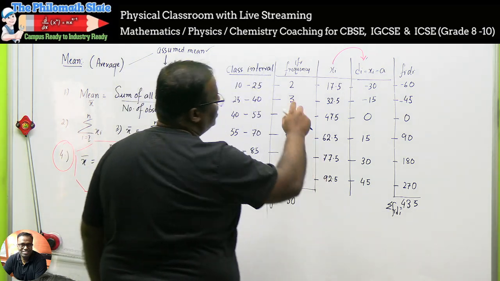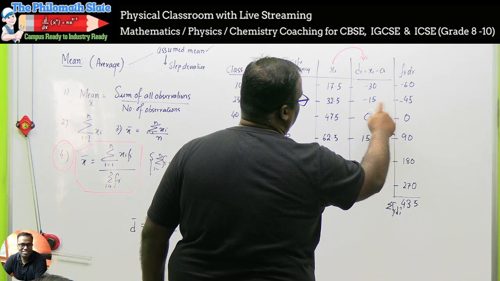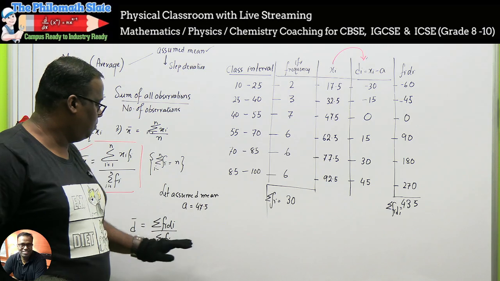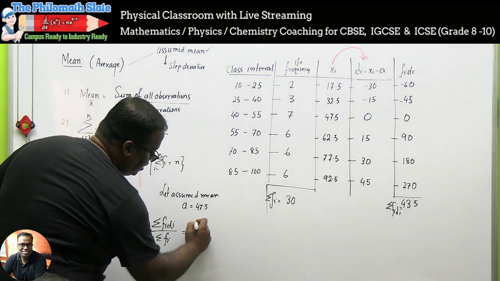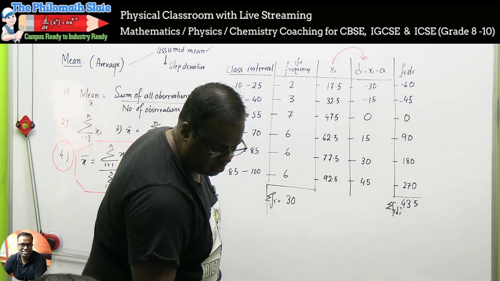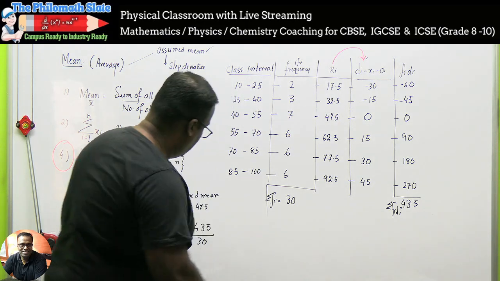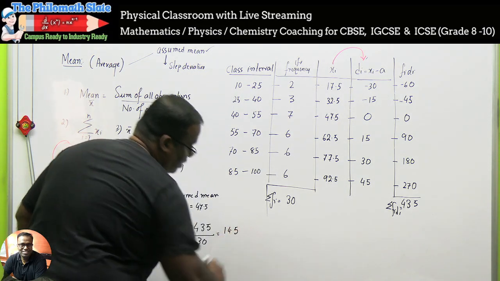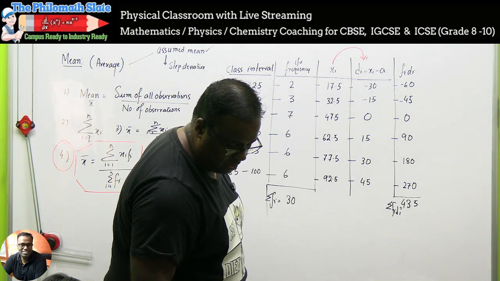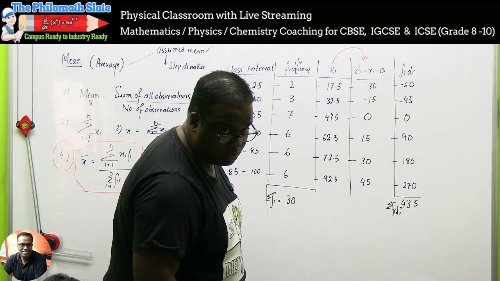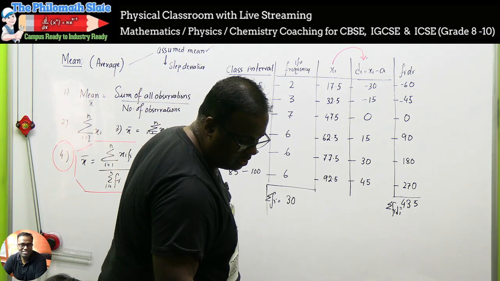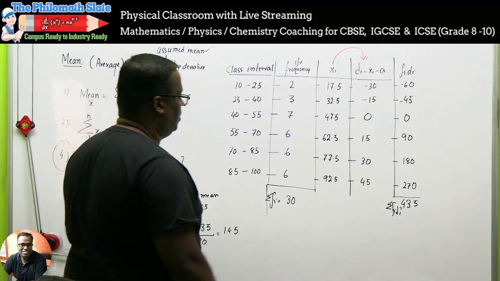Just check ours whether we are correct. 2 into 30 is 60. 3 into 15 is 45. 7 into this is this. Sigma FIDI 435. We are also correct. Okay? Now I calculate my D bar. FIDI is how much? 435 divided by 30. So let me calculate 435 divided by 30. I am getting 14.5. Neha, what is your case? Minus 15 divided by 30. So you are getting minus 1 by 2. So 15 divided by 30, so minus 1 by 2. So minus 0.5.